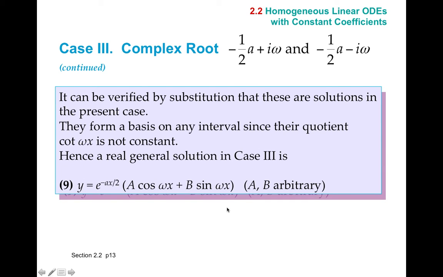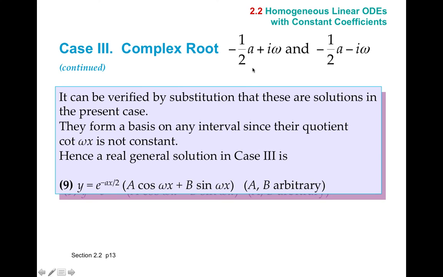The third possibility is if we have a complex conjugate root. If we have a complex conjugate root, you basically get minus 1/2 a, and then you get this I times omega, and that can be positive or negative. This is the term that's under the radical in the quadratic formula, and remember there is a plus or minus associated with that. If that term is negative, it's going to generate an imaginary root, and so giving us a complex conjugate pair. And this can be verified by substitution.